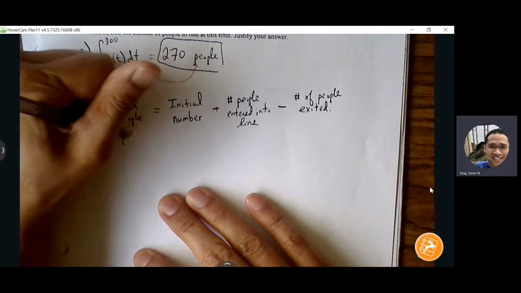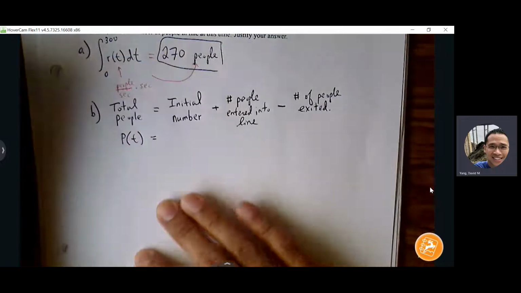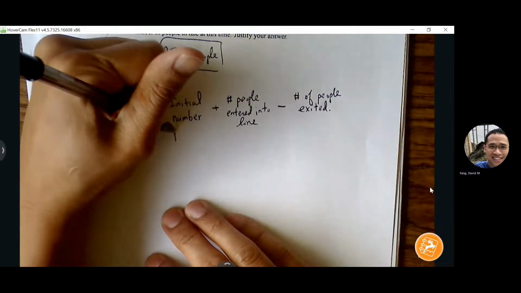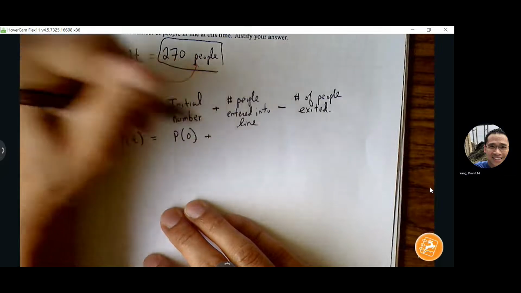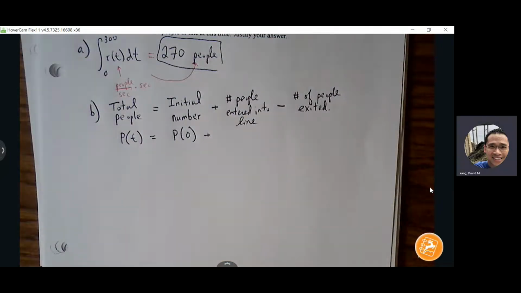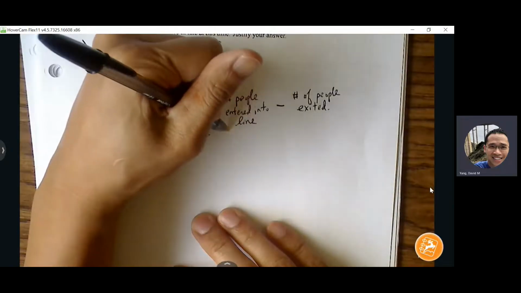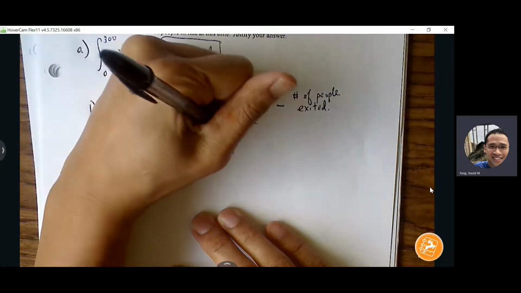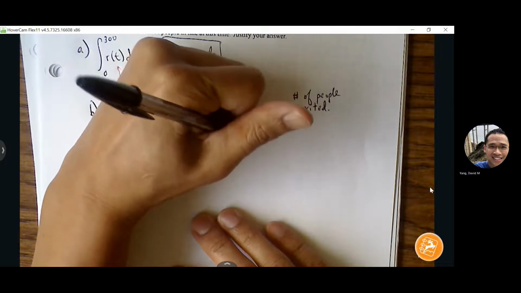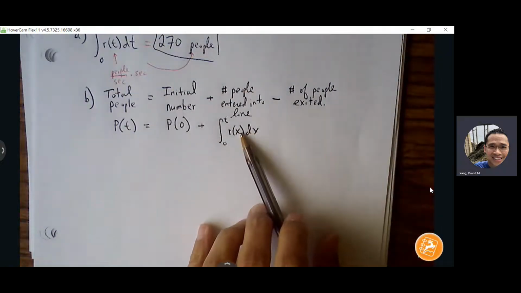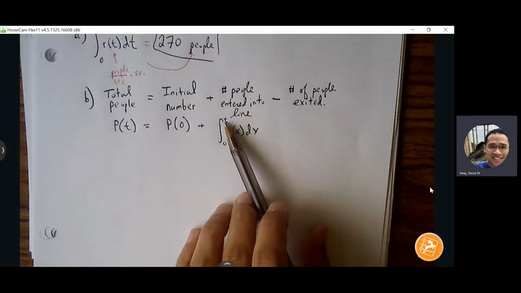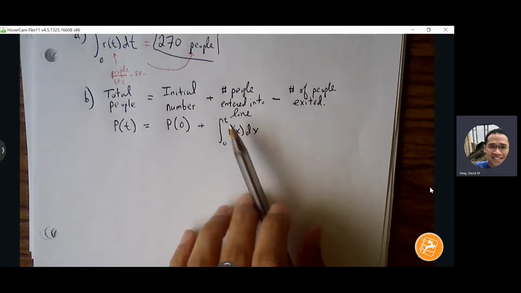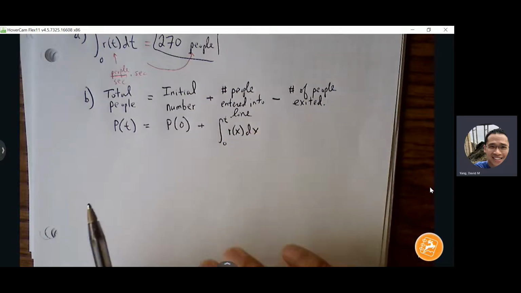Okay, so let's let P of t represent the number of people that we're looking for. The initial number is P of 0. The number of people entered into the line, we'll create a formula that will allow us to adapt to any time scenario. So we'll say the integral from 0 to t of r of x dx. I'm using x here so that when I plug this in, it'll turn into terms of t, just keeping that variable different.